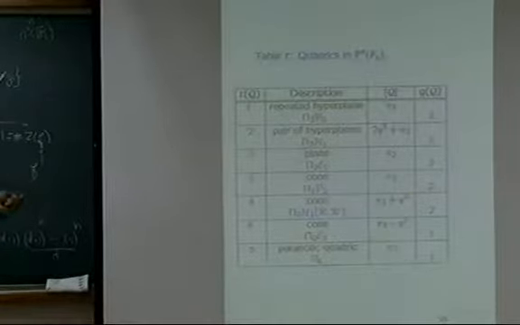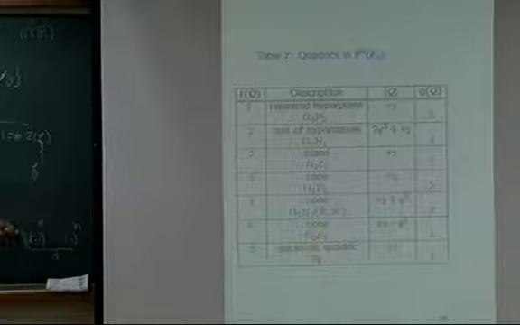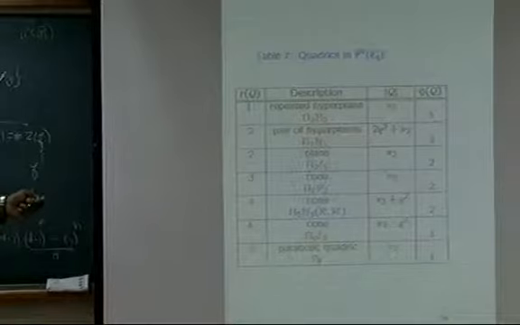Okay, and here are also the classifications of quadrics in P4. In P4, we have only one type of non-singular quadrics, parabolics. Okay, and I use the projective classification. According to the projective classification, we have three types of quadric: quadrics with projective index 3, quadrics with projective index 2, and quadrics with projective index 1.